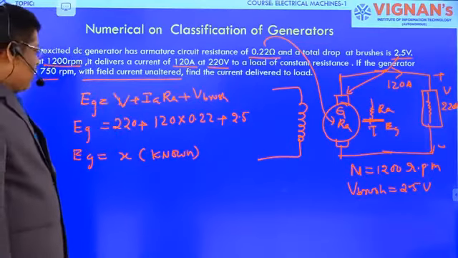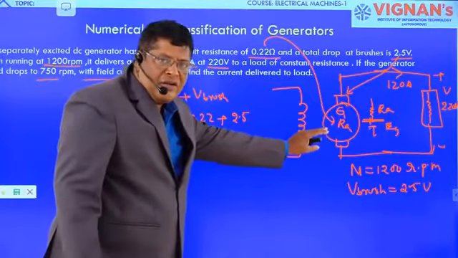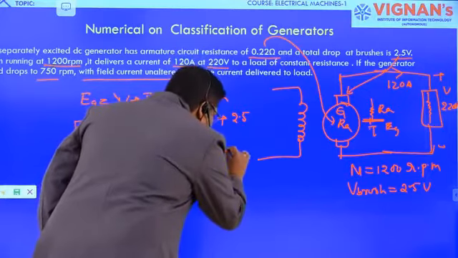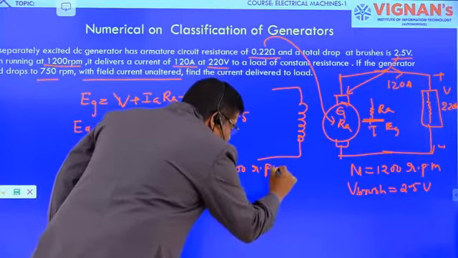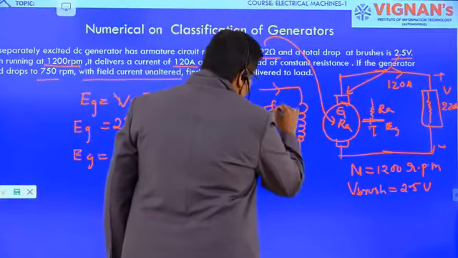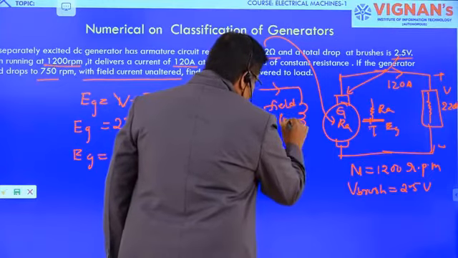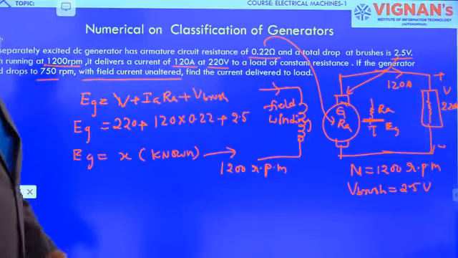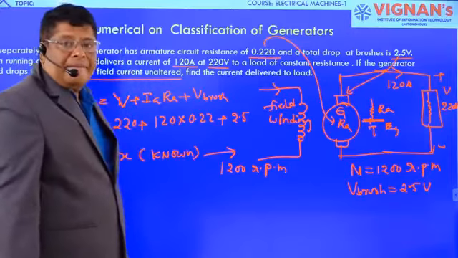Nothing but this much voltage will be generated in a generator when the generator is running at 1200 rpm. At what speed is it running? It is running at 1200 rpm. That is given in the problem. This is the field winding. So this much speed the generator is running.